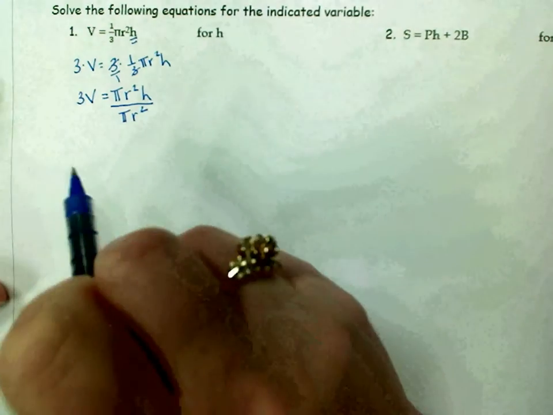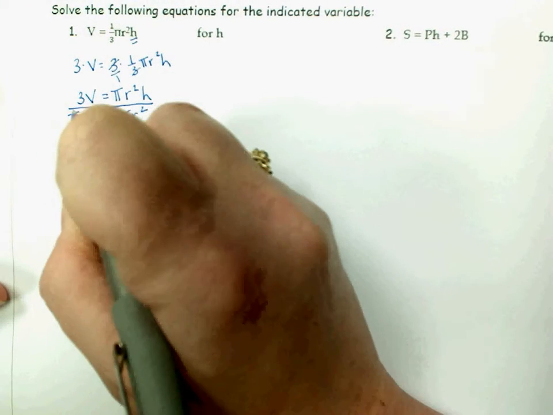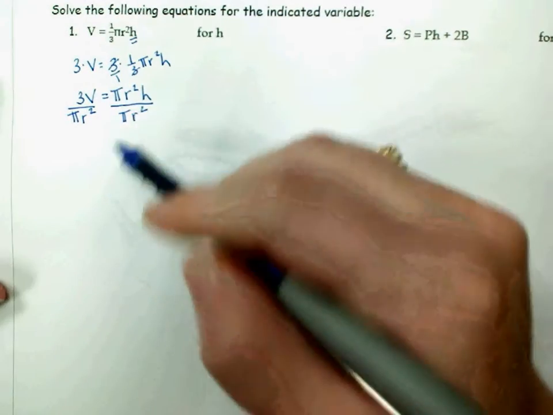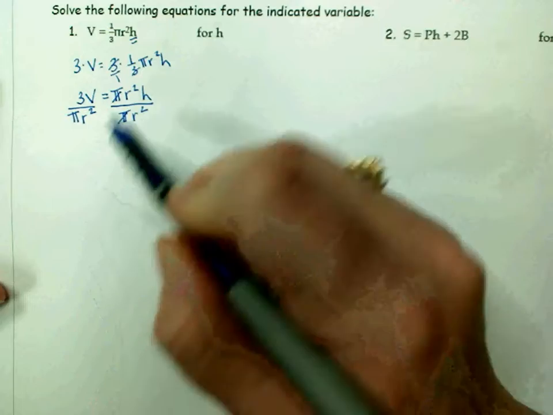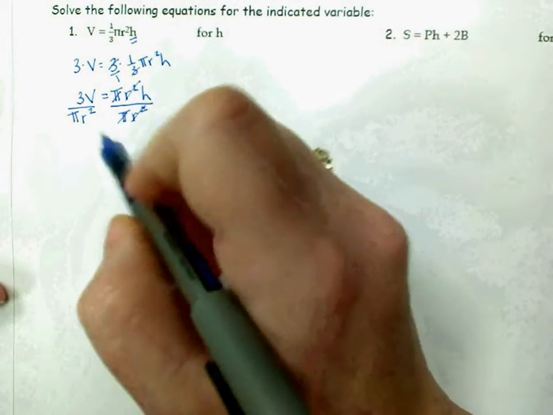But to keep it balanced, we know we have to do the same thing to both sides of an equation, so I'm going to divide the other side by pi r squared as well. Well, a number divided by itself, we know is just 1. So that pi and that pi cancel, and that radius squared and that radius squared cancel. So I have now gotten my h all by itself.